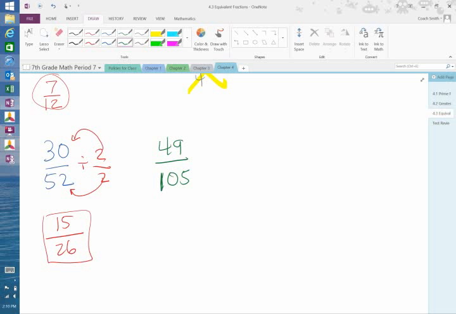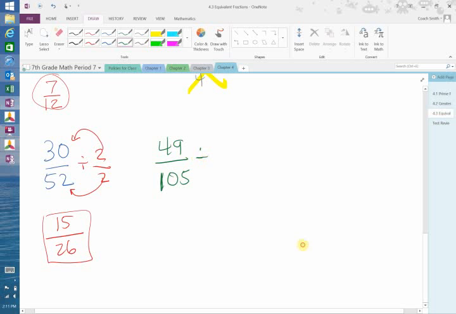Okay, who has an answer? Kennedy, what'd you get? No, not 1 over 5. If it was 1 over 5, that means you'd have to be able to reduce by 49 over 49, which you can't reduce by. Isaiah? 7 over 15. That is correct.